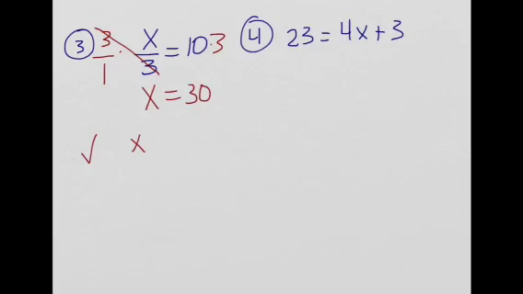For the check, we're going to do x divided by 3 is equal to 10. We think that x is 30, so we're going to do 30 divided by 3 is equal to 10, and 10 is equal to 10.